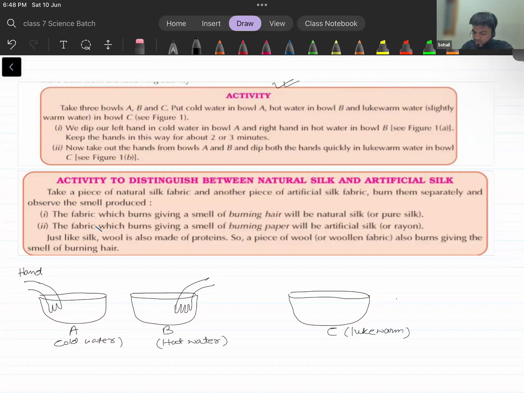Okay, actually I haven't taken the figure here, that's why I'm drawing it. So here we have taken three balls, ball A, ball B, and ball C. So what is being done here is that in ball A cold water has been taken, in ball B we are taking hot water, and in ball C we are taking lukewarm water, that is neither too hot nor cold, that is normal water. Lukewarm means water having normal temperature.